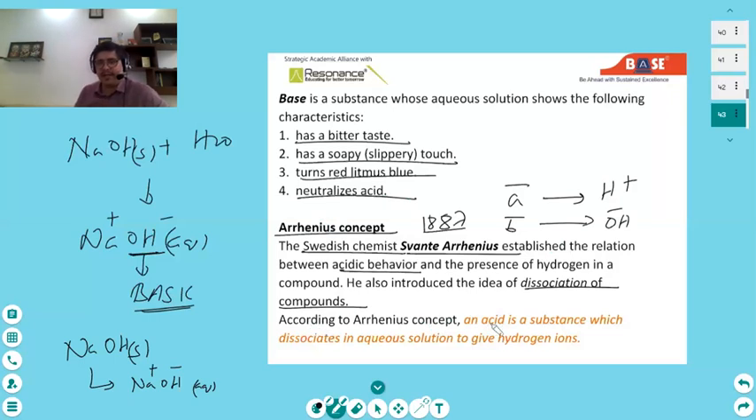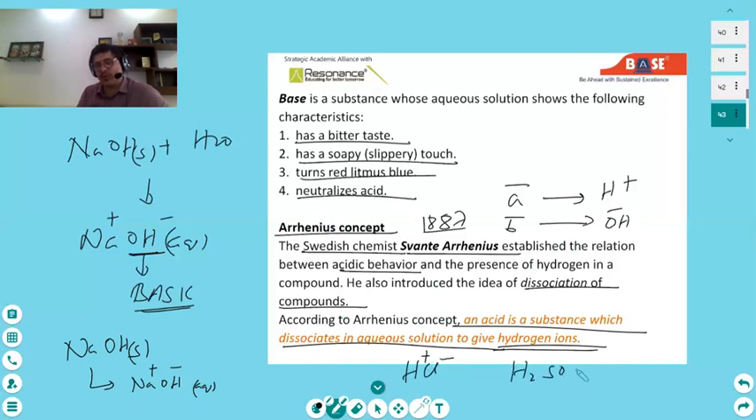So according to Arrhenius, an acid is a substance which dissociates or breaks. Break doesn't mean that it breaks into fragments. It splits into ions. It dissociates in aqueous solution to give hydrogen ion. So it is talking about H plus and Cl minus, or you take H2SO4. H2SO4 is made up of 2H plus and SO4 2 minus.